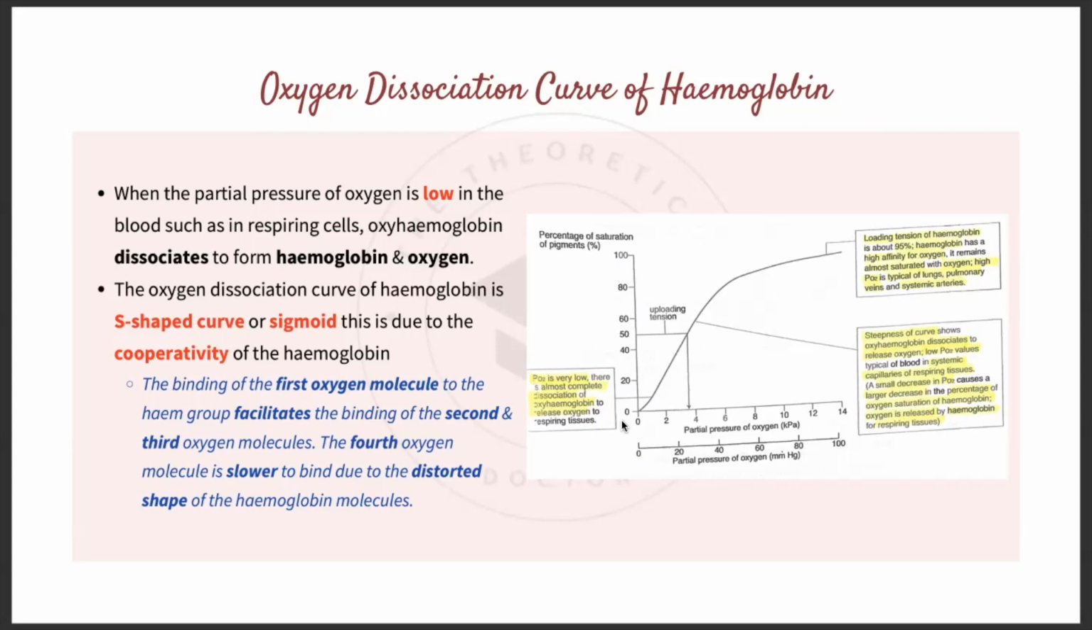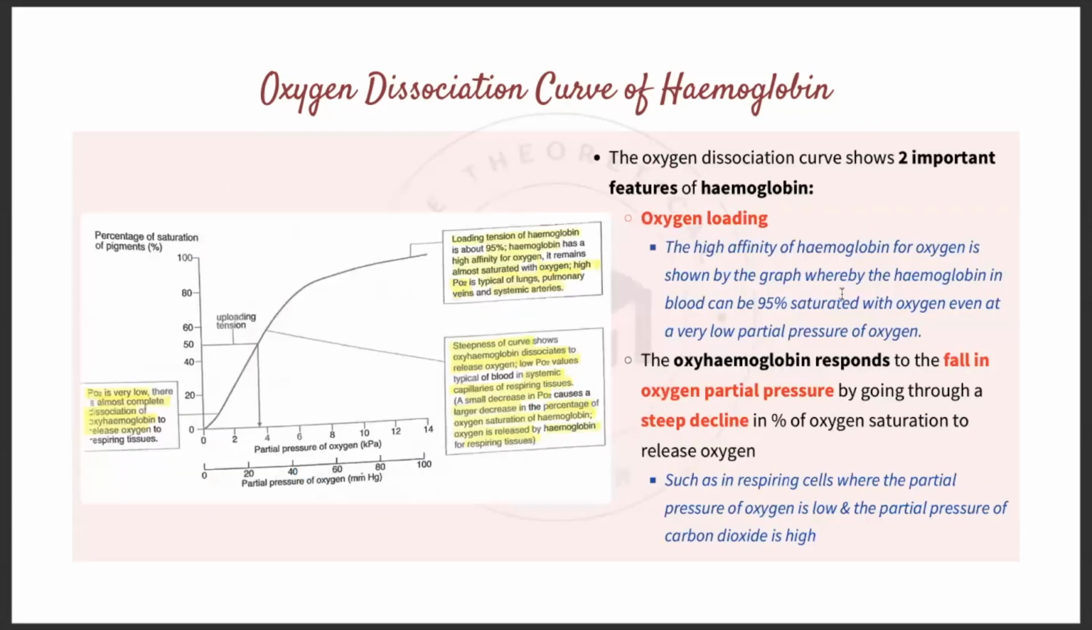So the first binding will always cause a distortion. The second and third will be easier. This distortion of the first one will cause the second and third binding of oxygen to be easier, but the fourth will be a bit slower, and that's why you see this curve over here. The first one will cause distortion, second and third will be easier, and then the fourth one will be slightly difficult. So the oxygen dissociation curve shows 2 important features of hemoglobin.